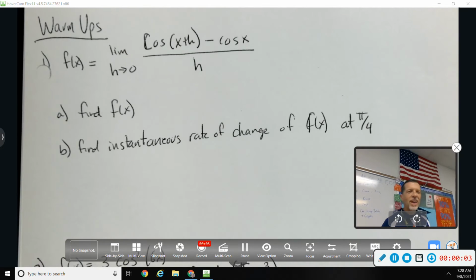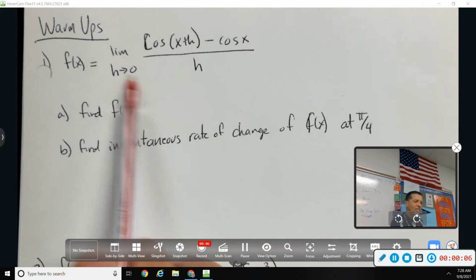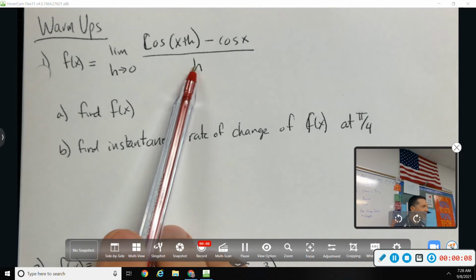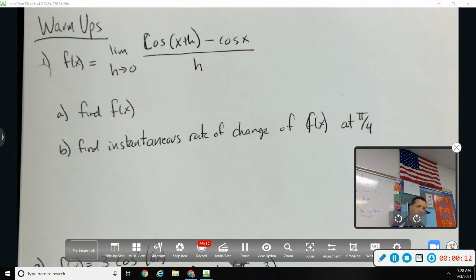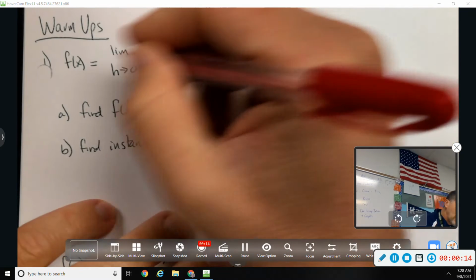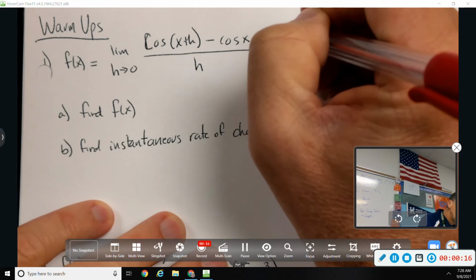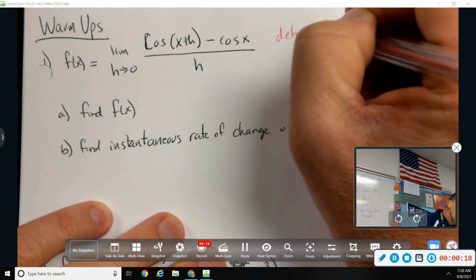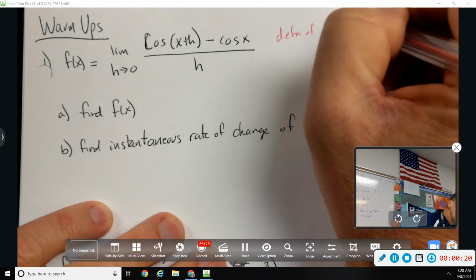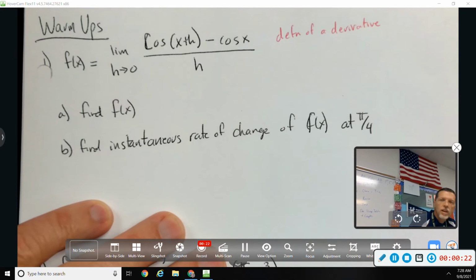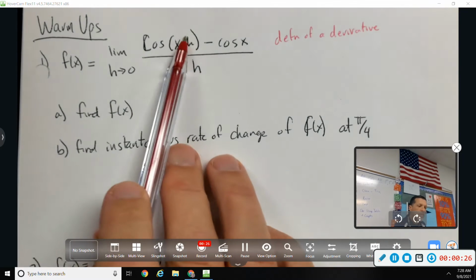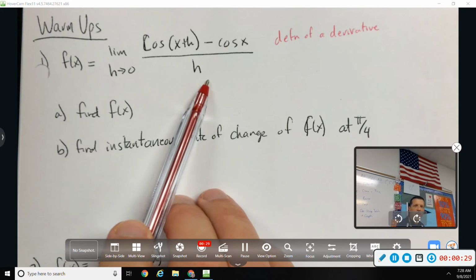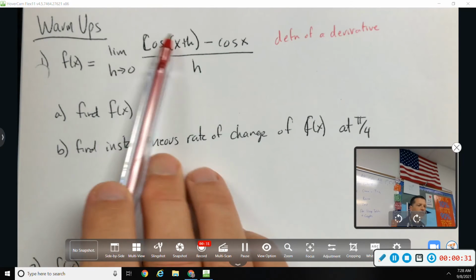So warm-ups for today. That should look familiar. What does that look like? Good. That's the definition of a derivative. I'm not sure exactly what all is going on there, but that's the definition of a derivative. The limit as h approaches 0 of f of x plus h minus f of x all over h. So yeah, that's the definition of a derivative.